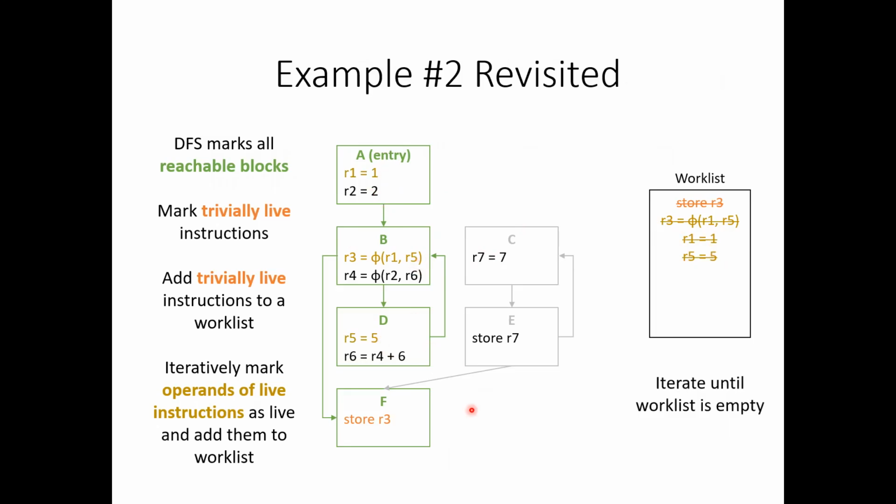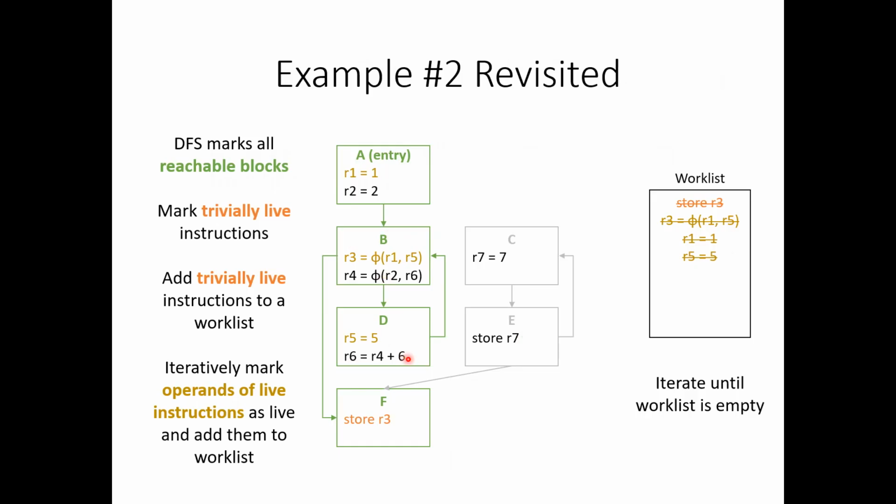So now that I am done, anything that I haven't visited and marked as live is going to be assumed to be dead. So here, C and E were not reached by the DFS, so they are going to be dead. And R2, R4, and R6 are never reached as I was iterating over the instructions in the work list, so they are also going to be dead. Is this clear?